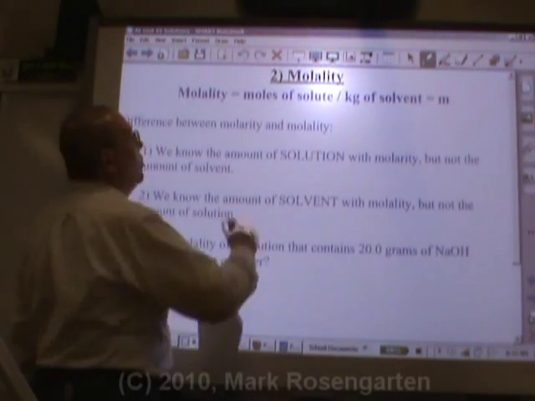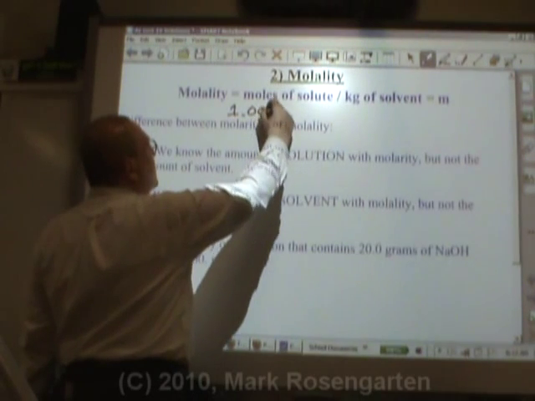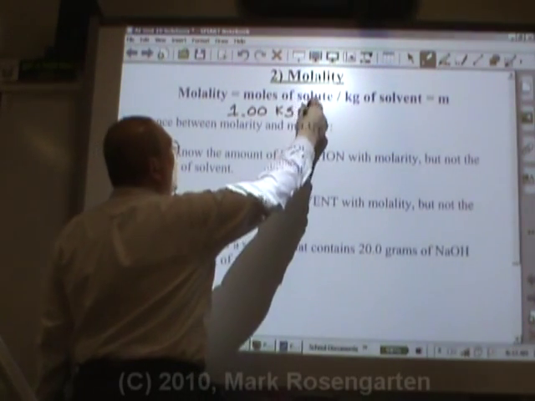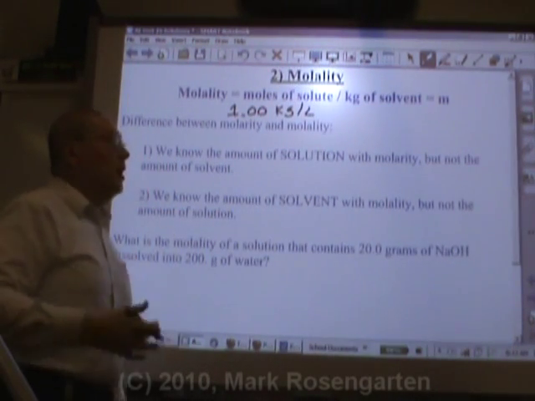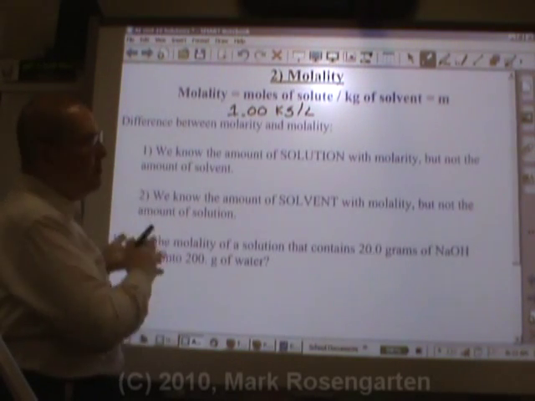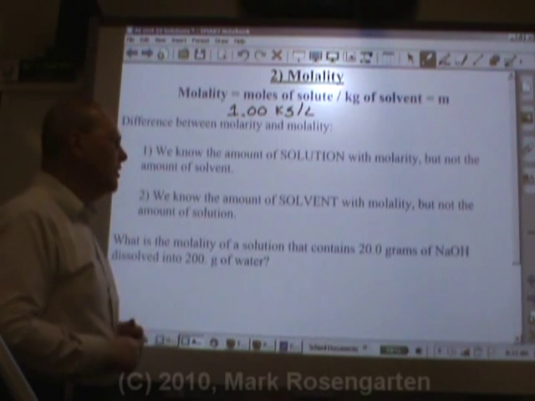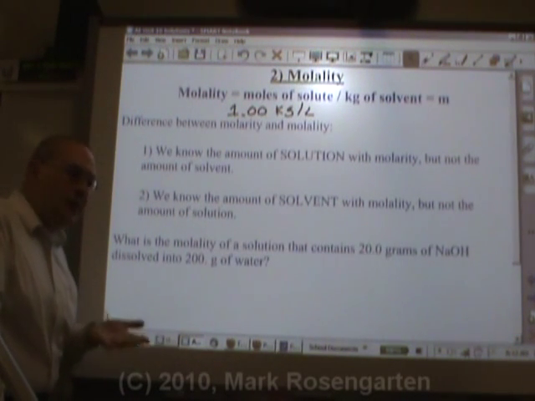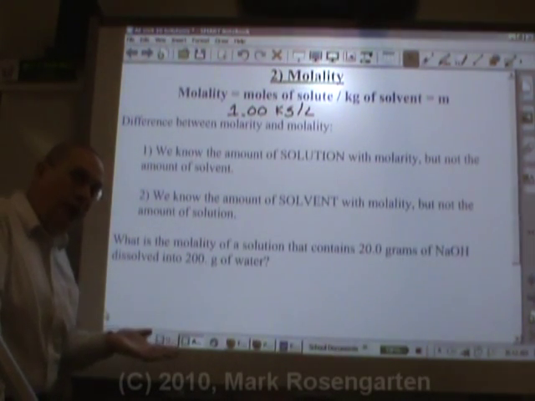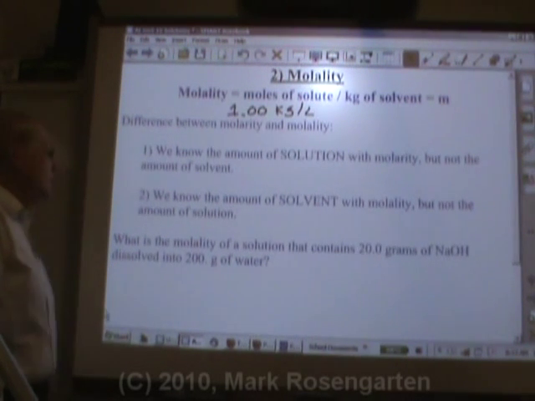Remember, the density of water is 1.00 kilograms per liter. So for water at room temperature, you can pretty much say that a kilogram of water is going to be a liter of water. So solving the problems is exactly the same as calculating molarity, except you're just going to divide by a different thing.